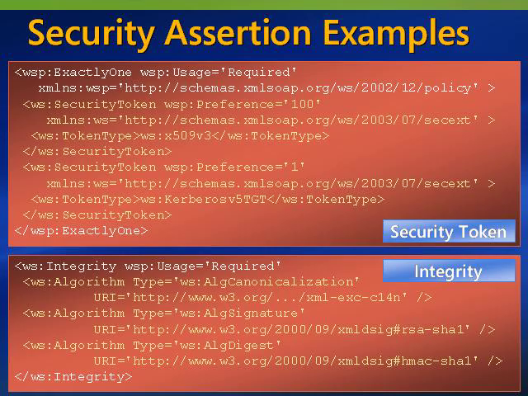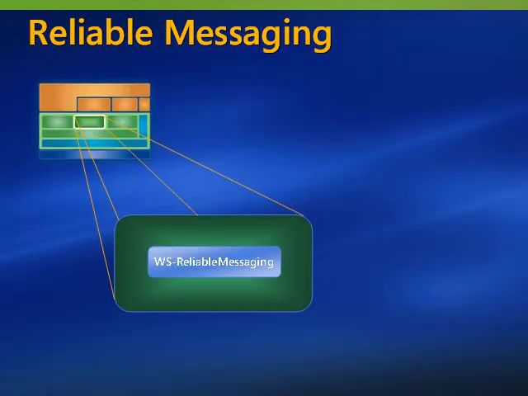Integrity is another security assertion example. So here I say, here are the algorithms I support for integrity. I support this algorithm for canonicalization, this exclusive canonicalization from the W3C. I support the RSA SHA-1 digital signature algorithm. I support the HMAC SHA-1 digest algorithm. That's effectively how I make security policy assertions.